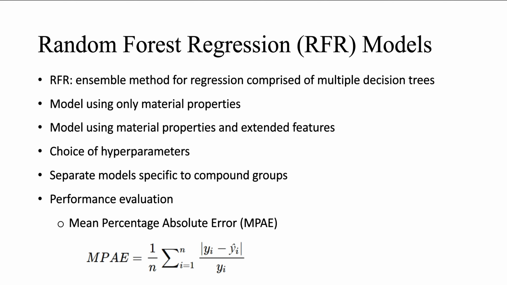And each of these model types was trained using only original material properties, as well as using both material properties and extended features. Lastly, I also changed the choice of hyperparameters, the number of decision trees and the maximum depth of each tree, which basically changes the model structure and therefore the complexity, and I wanted to determine the optimal hyperparameters.